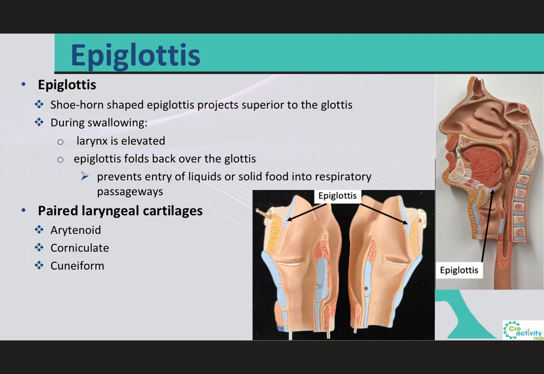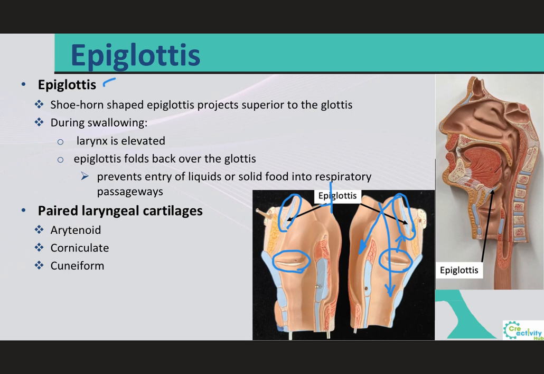Next, we have the epiglottis, which is the last large cartilage, and it forms this shoehorn-shaped structure that will project superior to the glottis. So this structure over here is the glottis, and notice how the epiglottis is located superior to it. And this is why it's called epiglottis, where epi means above. And during swallowing, the larynx is going to be elevated and the epiglottis will fold back over the glottis to prevent the entry of liquid or solid food into the respiratory passageway.